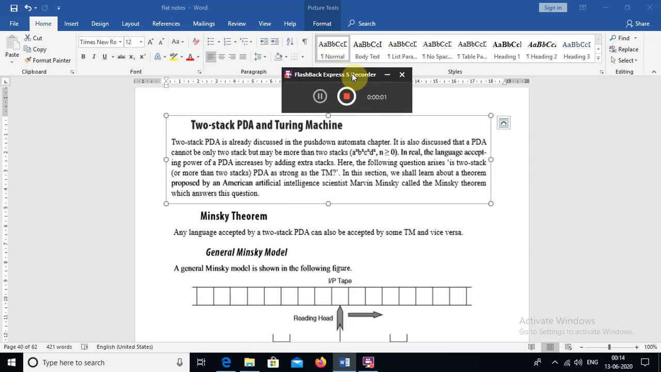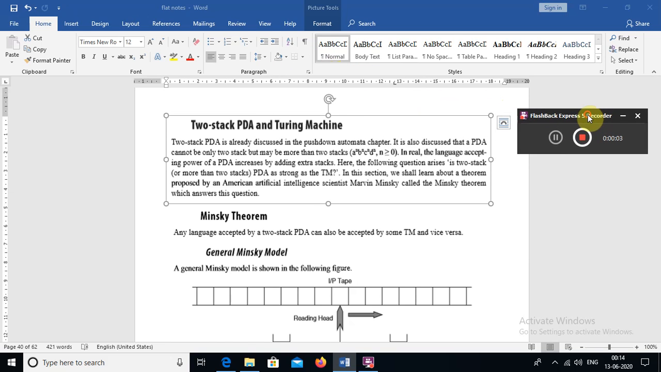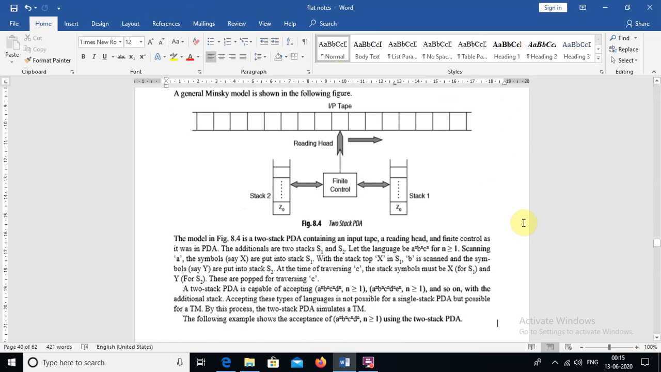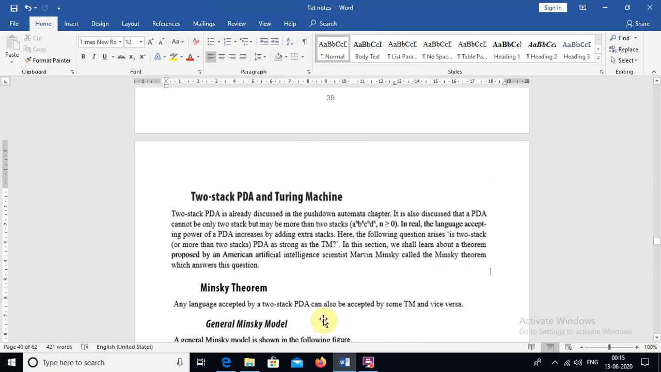Hi everyone. So the next topic is two-stack PDA and a Turing machine. So we already know the push-down automata. Now the concept is, let's go with the push-down automata.